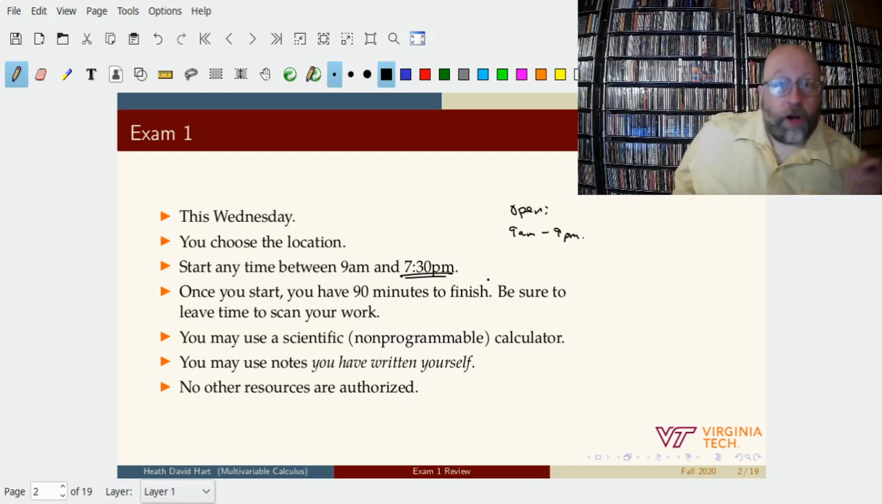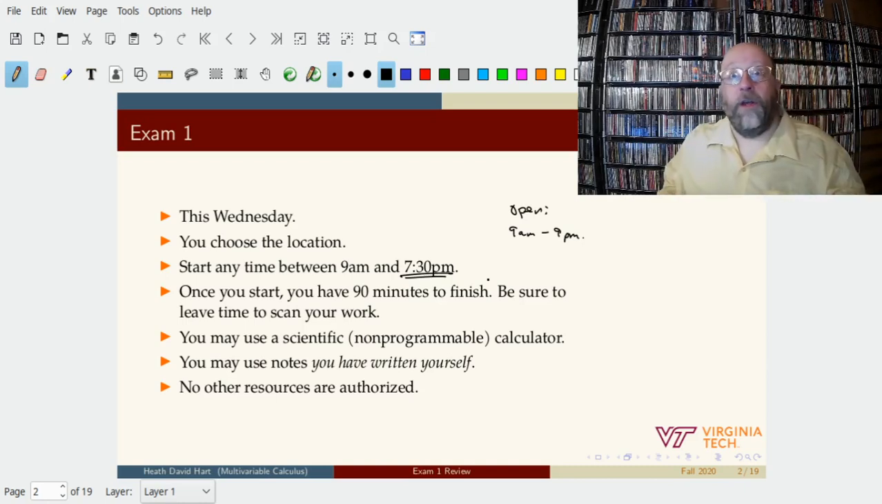Once you start, you have 90 minutes to finish. Be sure to leave some time to scan your work. The test is 10 questions, and so you should be able to finish that up and still have time to scan your work. That's what I'm shooting for.